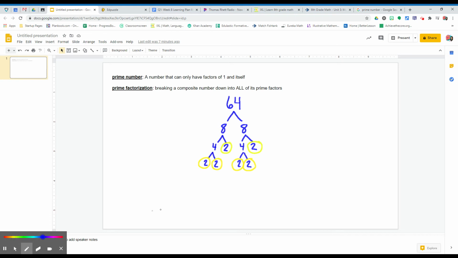So the prime factorization of 64 would be 2 times 2 times 2 times 2 times 2 times 2. So if you multiplied 2 together 6 times, you will get 64. We can also write this as 2 to the 6th power, showing that I multiplied 2 6 times in a row.